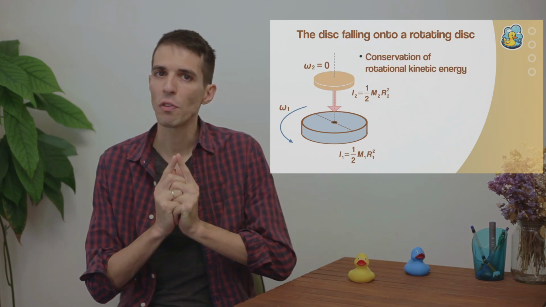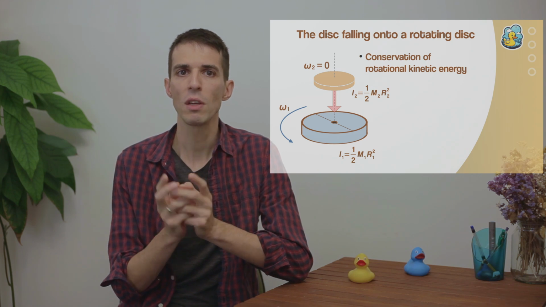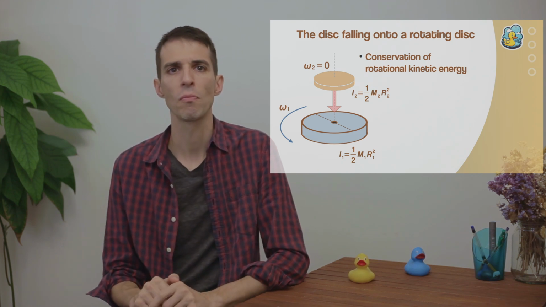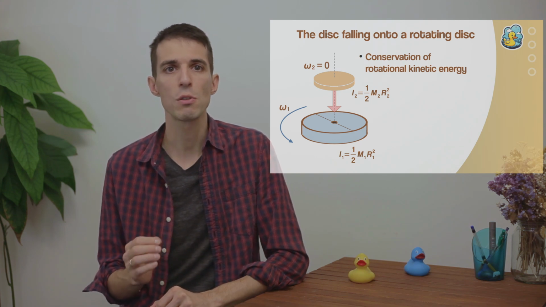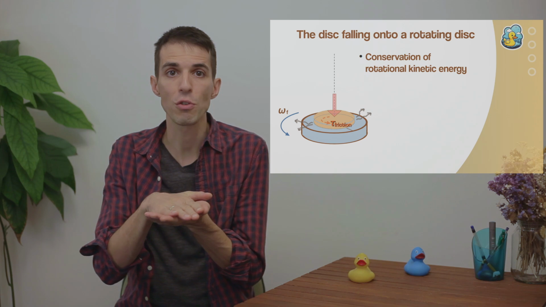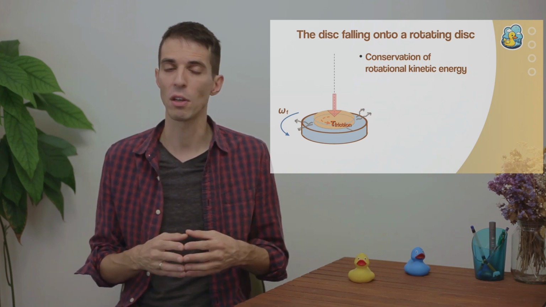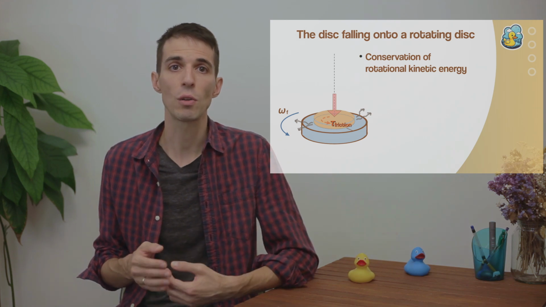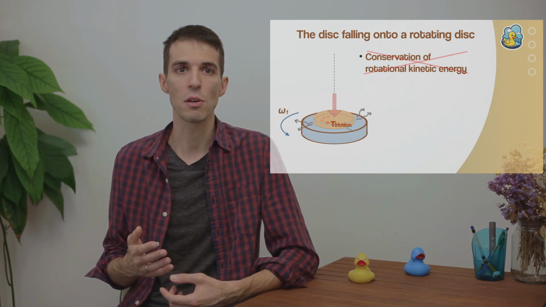Can we use conservation of energy to find the final angular velocity? Take a moment to think about it. The answer is no. Why? Because when the disks make contact, friction does work, and thermal energy is released, which means some mechanical energy is lost, the exact quantity being unknown. So conservation of energy won't help us here.